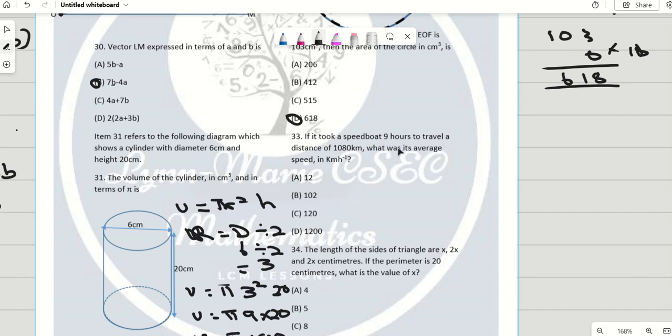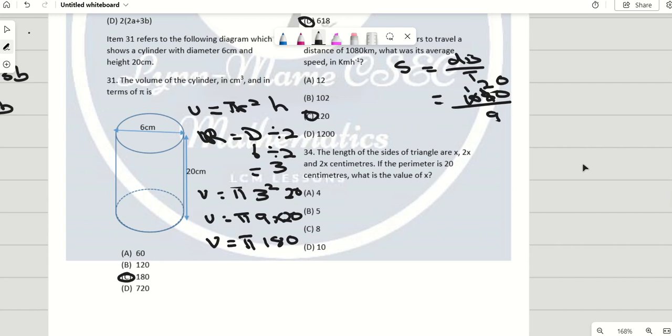Right, number 33. If it took a speedboat 9 hours to travel a distance of 1080 kilometers, what is the average speed? We have done this already. The answer is 120, but let's see. Your average speed is equal to distance over time, which is 1080 divided by 9. 9 into 10 is 1 remainder 1, 9 into 18 is 2, and then 9 into 0 is 0. So that's how I got 120 as my answer.